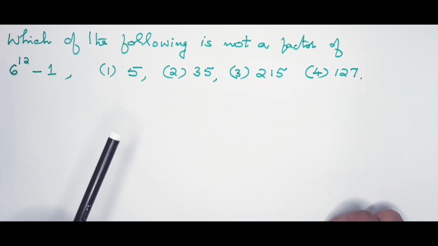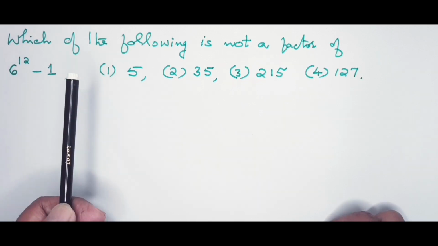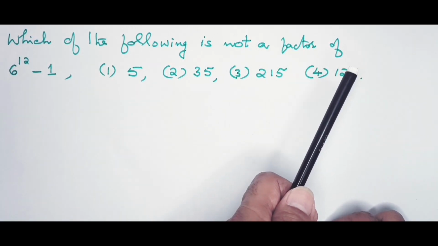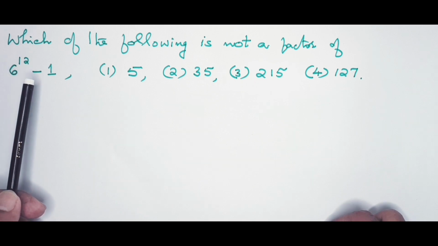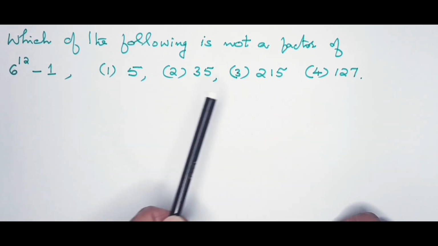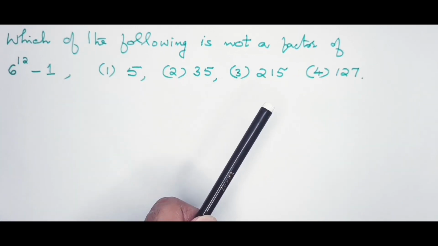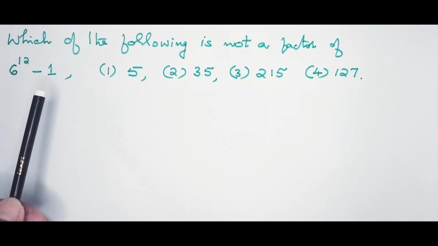Today we are dealing with an interesting problem from number theory. The question is this: which of the following is not a factor of 6 to the power of 12 minus 1? There are four options given here: 5, 35, 215 and 127. We're just finding the one which is not a factor of this numerical expression.